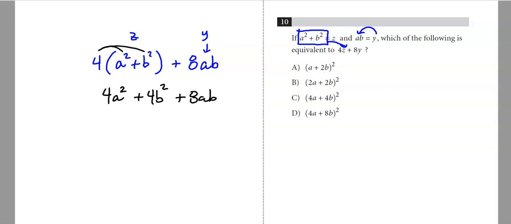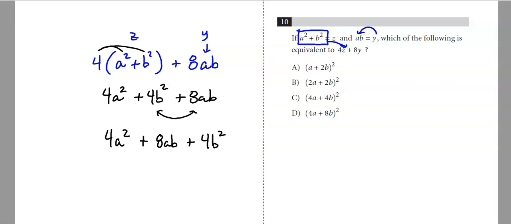And I've done enough of these to know kind of how the layout is. So I'm going to switch these two terms. It's not really critical, but I've done enough of these multiplying problems that I know kind of how the format looks. And one of these is going to match it.